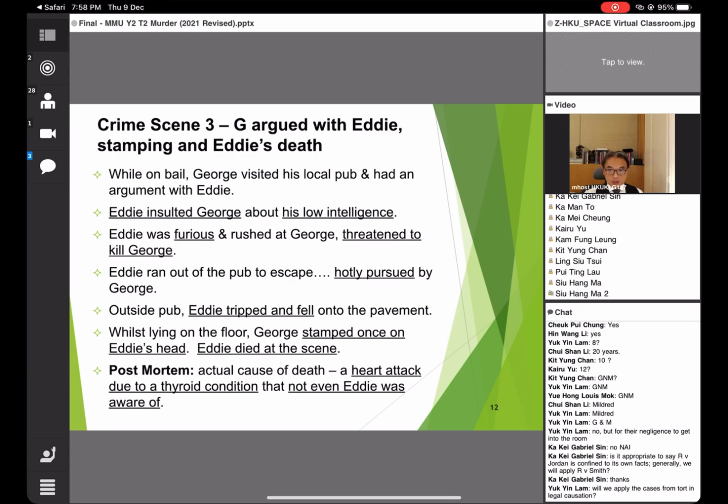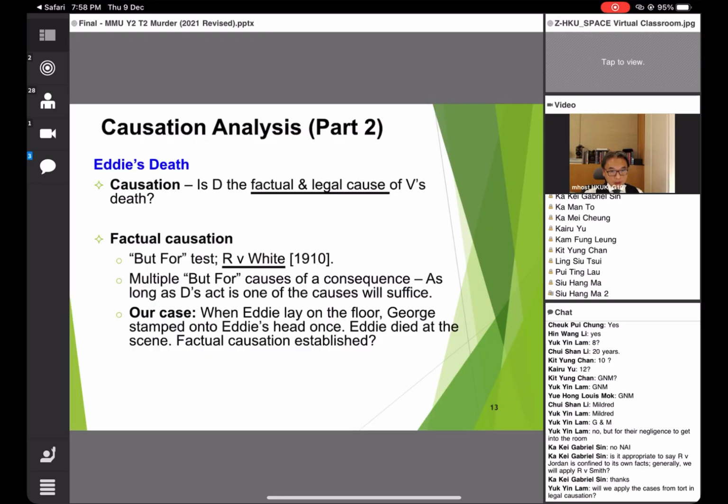All right, so let us move on to the next one. Again, remember, homicide cases, factual causation must be established. Legal causation must be established. If causation cannot be established for either one of them, it is not a result crime. That's the end of the story. Prosecution has no case against the defendant. So let us look at the factual causation first.